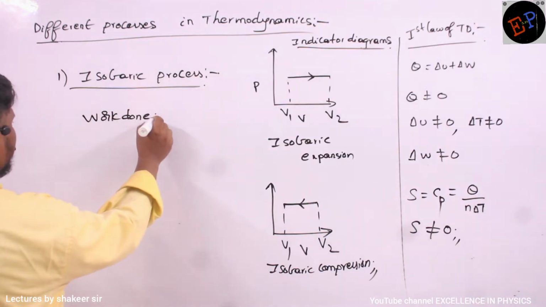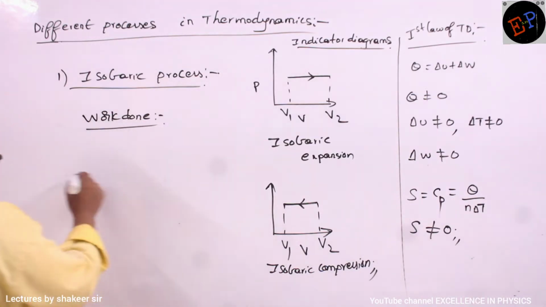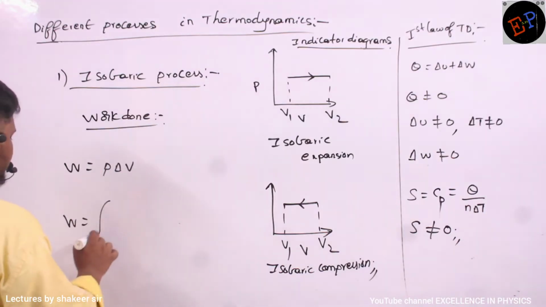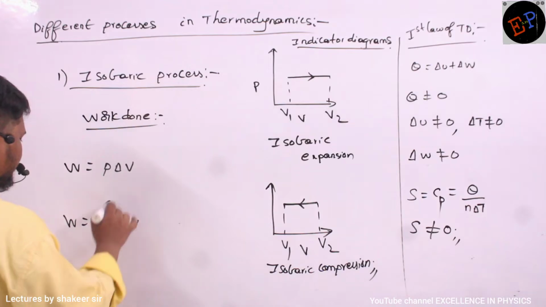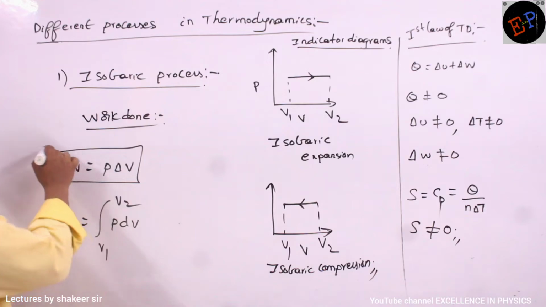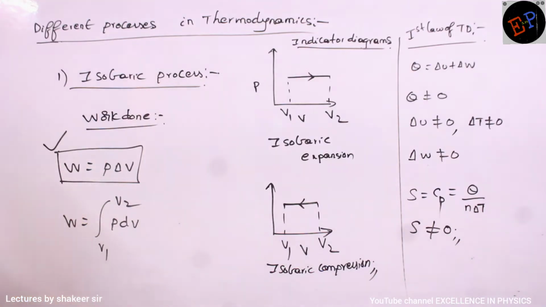What are the formulae for work done, ma? So W is equal to P delta V is one formula. W is equal to the integral of P dV, with limits from V1 to V2. This is one more formula. Out of these two, which one can I use? First one or second one? First one. Why? Pressure is constant, so this formula I can use only when pressure is constant. And this is an isobaric process. So this formula of work done, definitely I can use. This formula we cannot use.